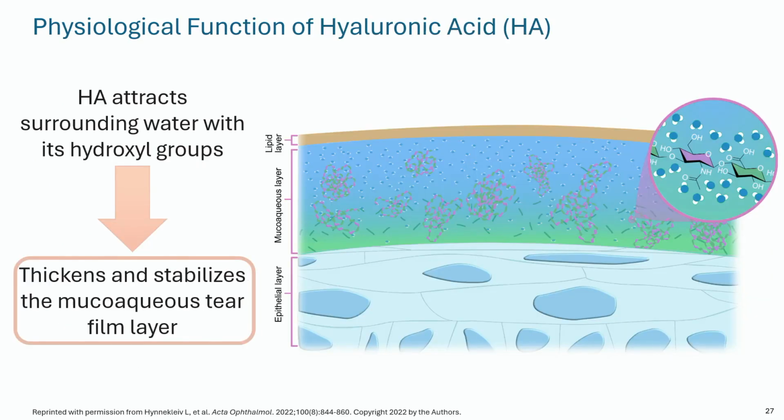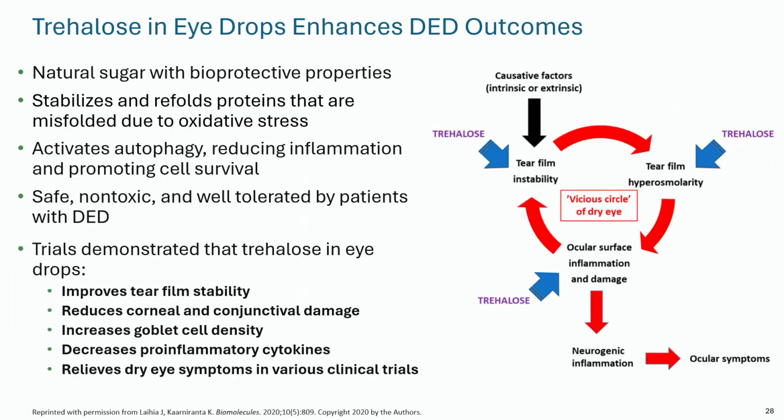So let's look at hyaluronic acid, which is a major component in artificial tears. What the HA does is it surrounds the water groups with its hydroxyl groups, and it thickens and stabilizes the mucoaqueous layer. And what is trehalose? Trehalose is a natural sugar with bioprotective properties, and we now see it in an artificial tear. It stabilizes and refolds proteins that are misfolded during oxidative stress. It activates autophagy, reducing inflammation, promoting cell survival. It's safe, it's not toxic, it's well tolerated.